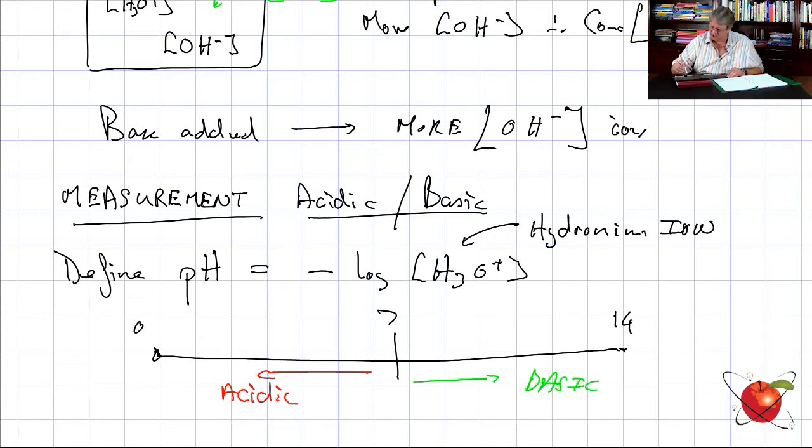7 is thus, let's use blue. The last one, 7 is neutral. It's in the middle. It's neither acidic nor basic. And what we've got there is our pH scale.